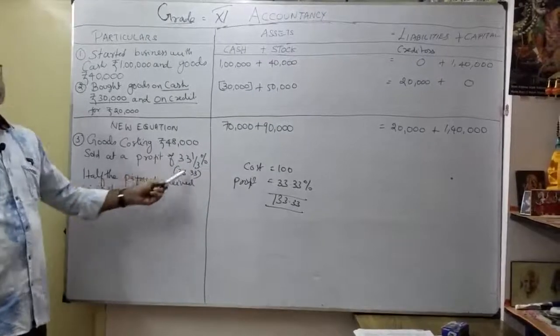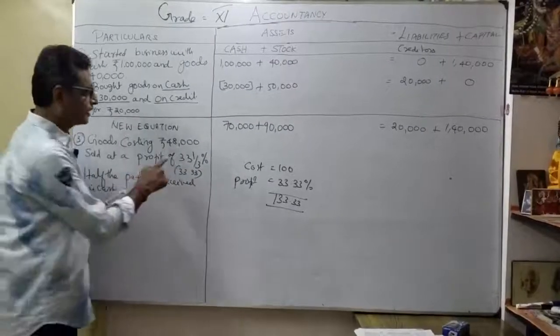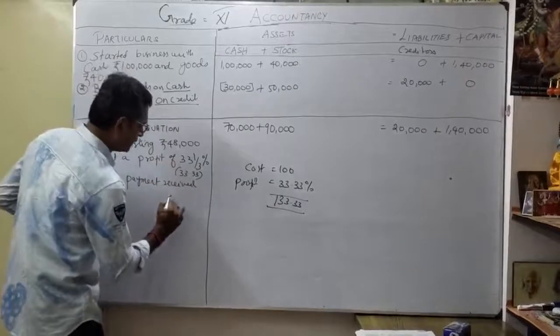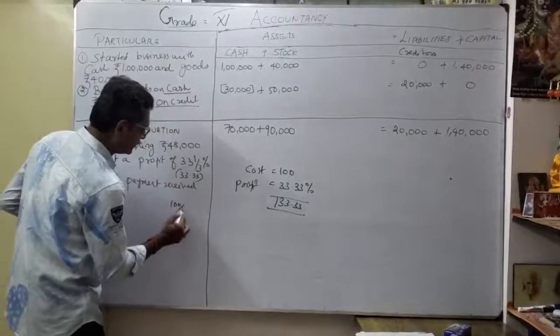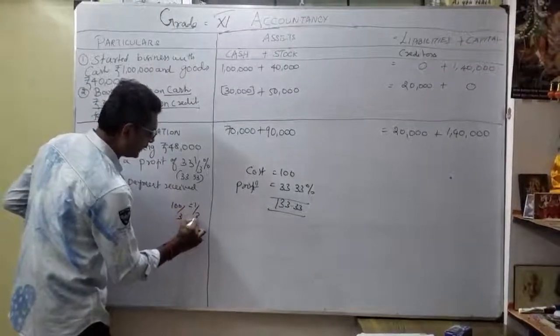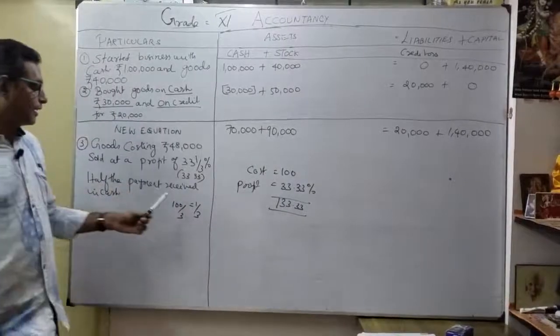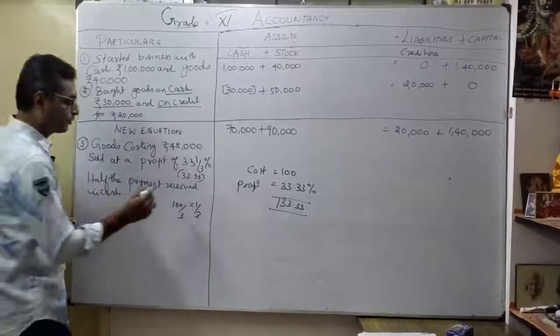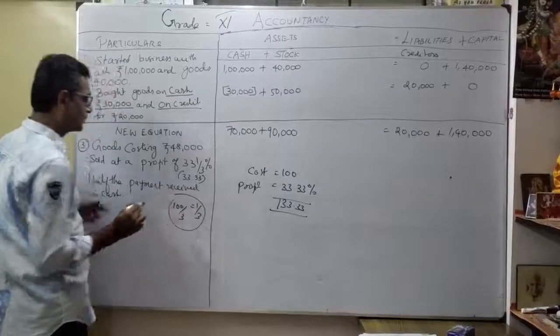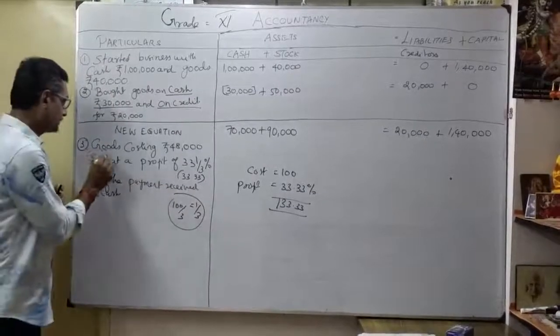Okay, as a mathematical equation, how can you say it? 33 into 3 is 99, so you can write it like this: 100/3. So ultimately it is nothing but 1/3. Now you have understood the simplification. 100 divided by 3, you can also write 1/3. Now we're going to find out how much we sold for.